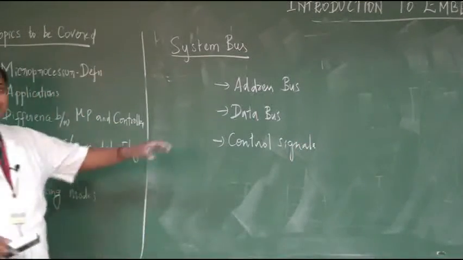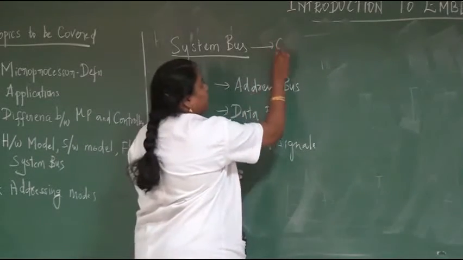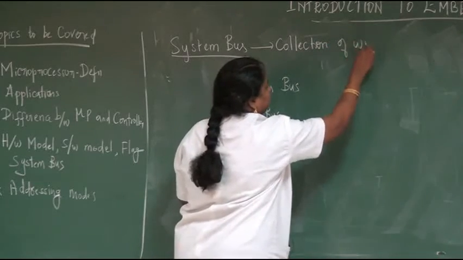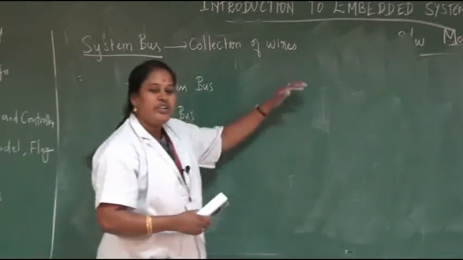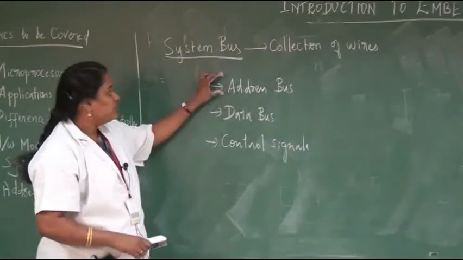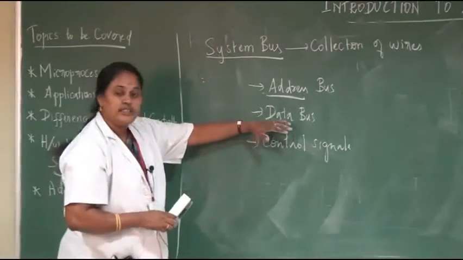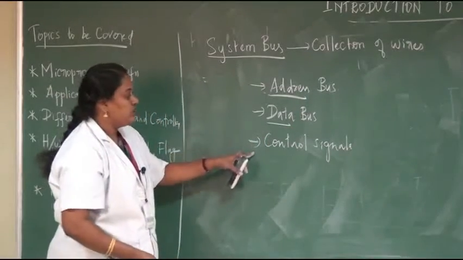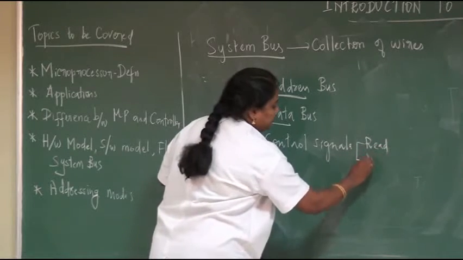Okay, next we are going to see the system bus. So what do you mean by a bus? A bus is nothing but a collection of wires grouped together which carry some sort of information. For example, the address bus is a collection of wires which carries only addresses. The data bus is a collection of wires which carries only data. And control signals are wires which carry read or write signals.